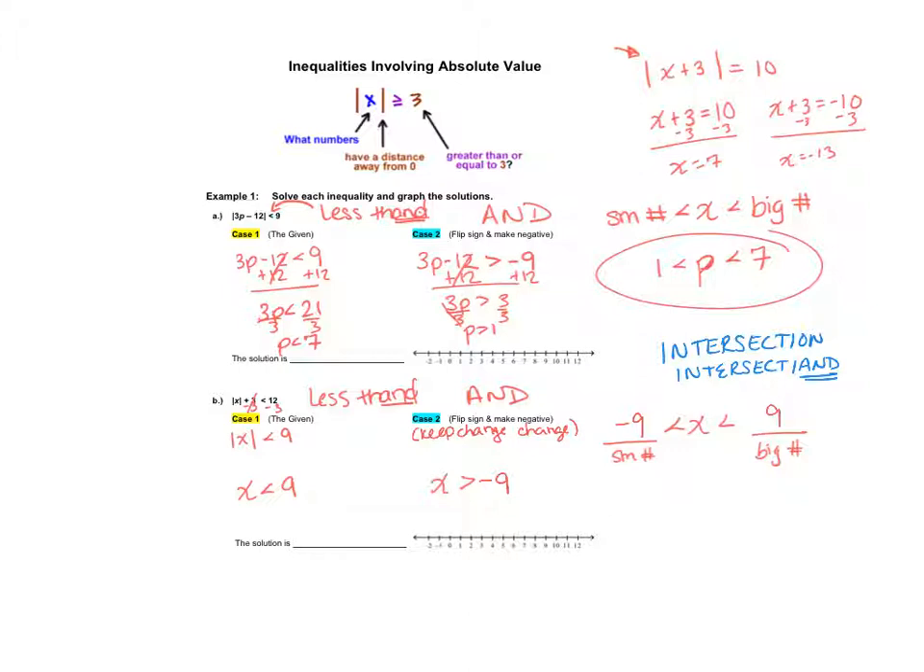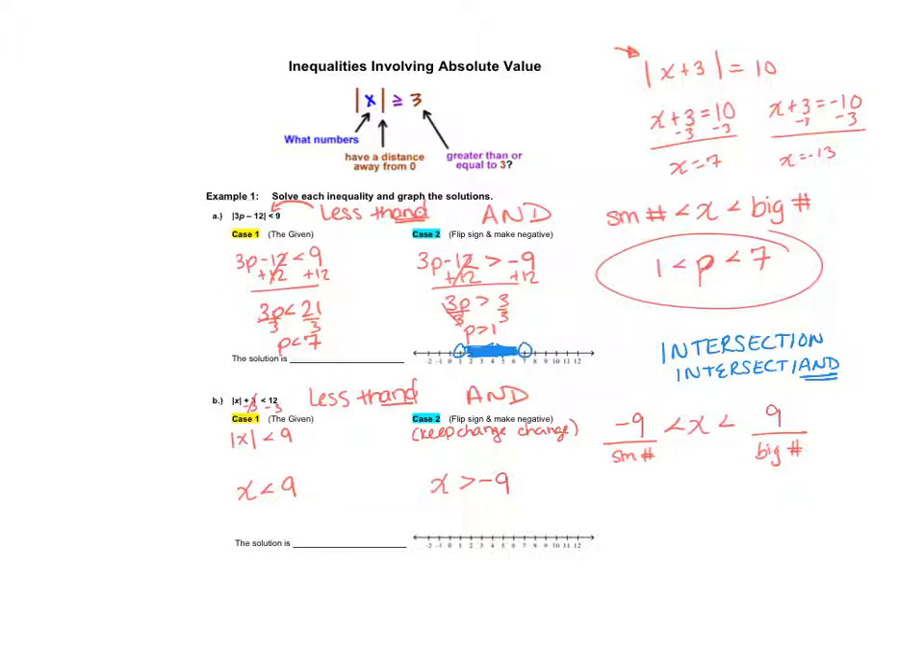What that means is, going back to example 1a, if p is greater than 1, that would look like this. And if p is less than 7, it would look like this, going this way. And so this is an intersection: all the numbers that occur between 1 and 7, not including 1 and 7.